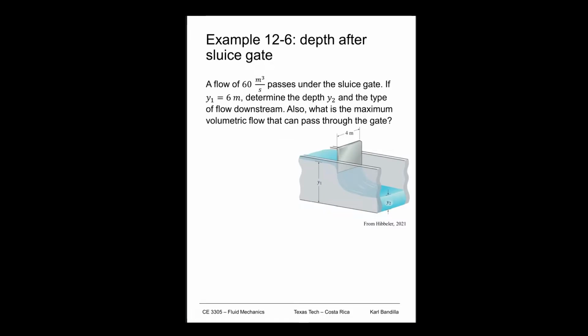This is example 12-6, depth after sluice gate. So we have our little sluice right here. We have 60 cubic meters per second. That's a fair amount. And it goes under the sluice gate. We get that y1 is equal to 6 meters, and we're asked to find what y2 is and what the type of flow is downstream. Also, what is the maximum volumetric flow that can pass through the gate?